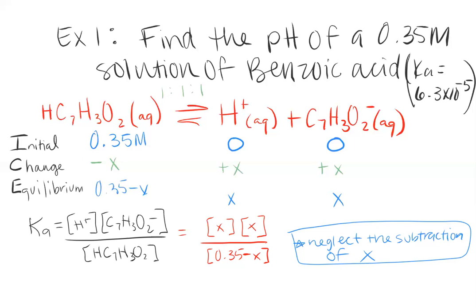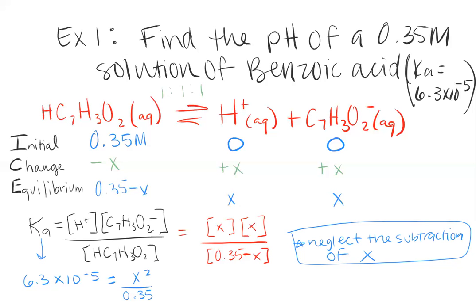Okay, so I'm going to move this on to the next step mathematically. So what we get next is our Ka value is given to us in the problem, so we're going to substitute that in. Okay. So our Ka is 6.3 times 10 to the negative fifth. Okay, so there's our Ka right there is equal to X squared over 0.35 for this particular problem. So in order to solve this, we're going to multiply both sides by 0.35.